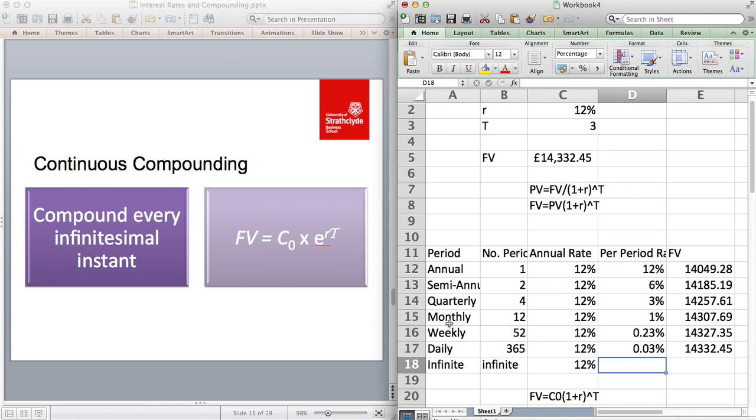Now, I've just noticed that I'm trying to write infinitesimal here, and it's actually right in front of me over here. That just shows you how stupid people can be. What is the per period rate? Well, to work this out, you would say exp to the minus 12%. Wrong. No. Why is that? It's equal to... No. Wrong.